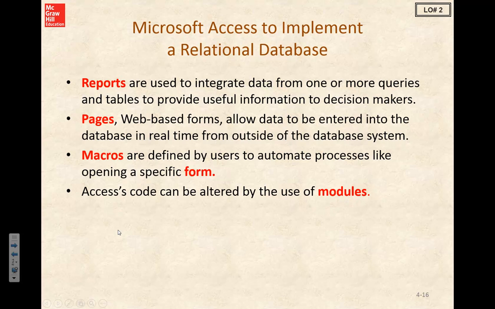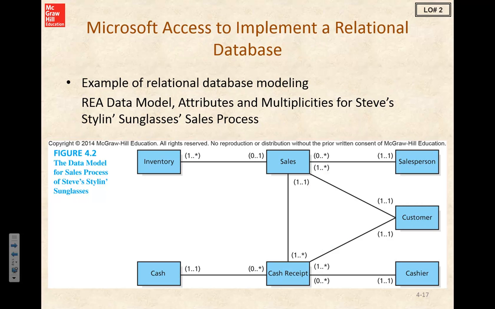They allow data to be entered into the database in real time from outside the database system. Macros are defined by users to automate processes like opening a specific form, and Access code can be altered by the use of modules. Shortly, you'll be creating an Access database step by step.